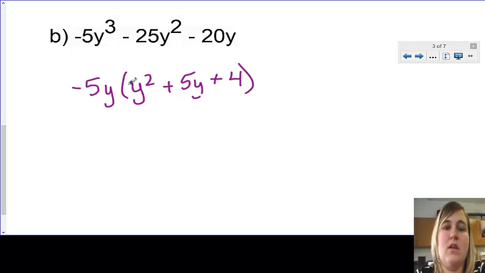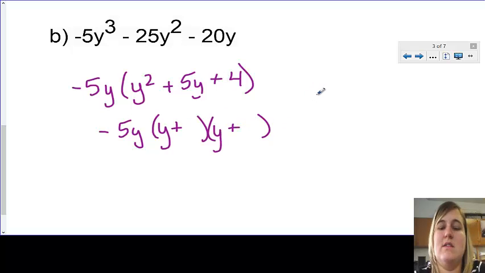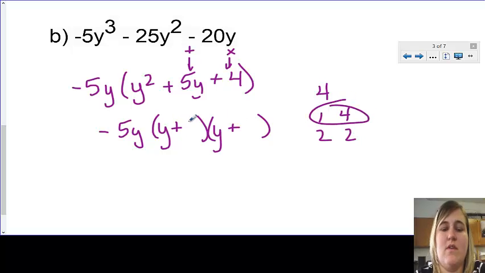I have a coefficient of 1 here, so I can take y to the second and split up those parentheses. So I have y and y. These are both positive, so these are both positive. I need something that multiplies to get 4, but adds to get 5. So I have 1 and 4, 2 and 4. So 1 and 4 will get me 5, and I'm going to place them right there.